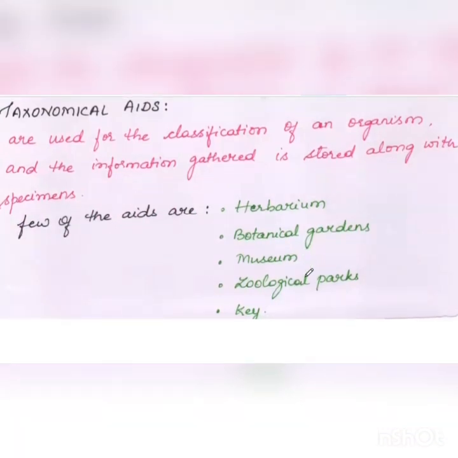Taxonomical aids. What are taxonomical aids? Taxonomical aids are used for the classification of organisms and the information gathered is stored along with the specimen. Taxonomical aids will help you to identify a specimen. Specimen may be a plant or an animal or an insect or whatever. Taxonomical aid is nothing but anything which helps you to identify a given species or a given sample. A few aids are herbarium, botanical gardens, museums, zoological parks, and keys.